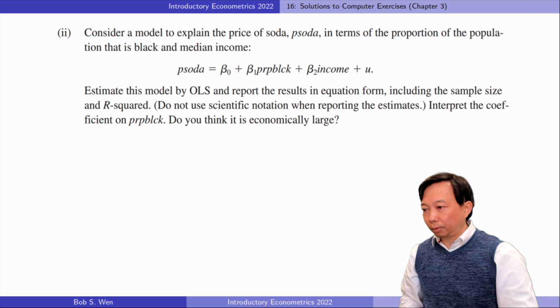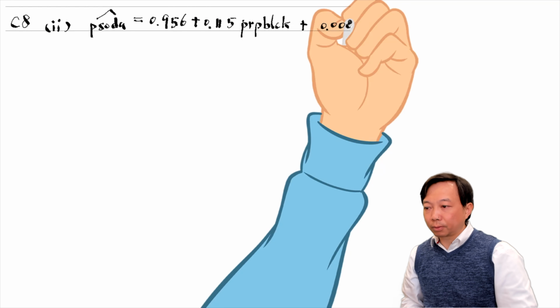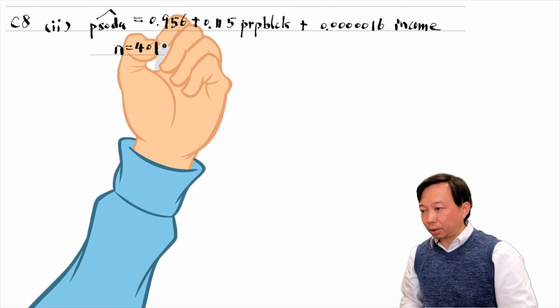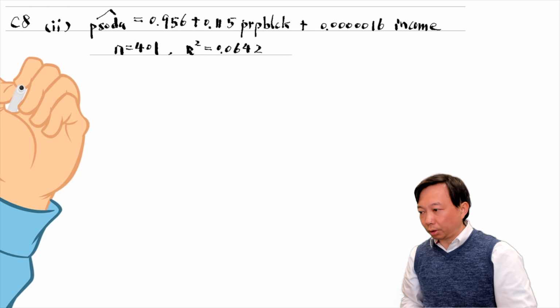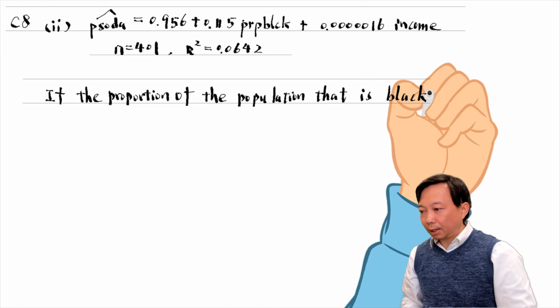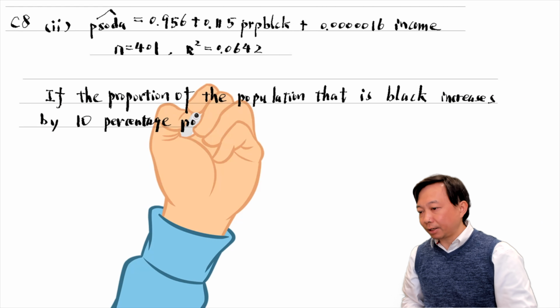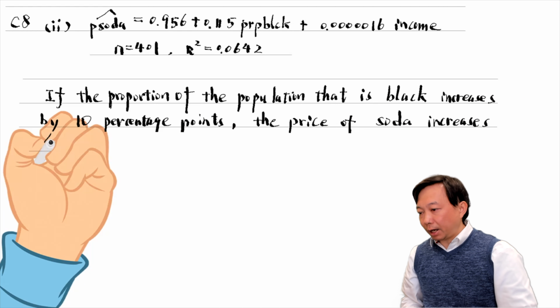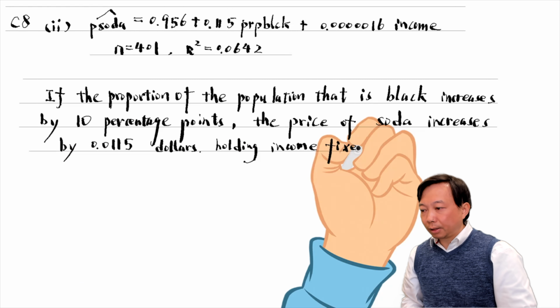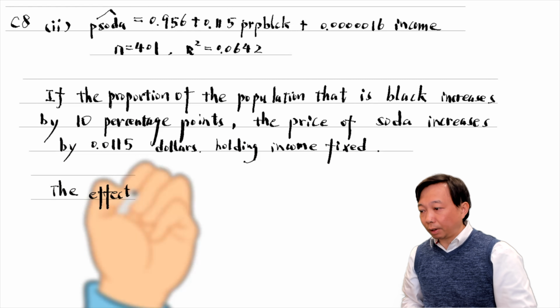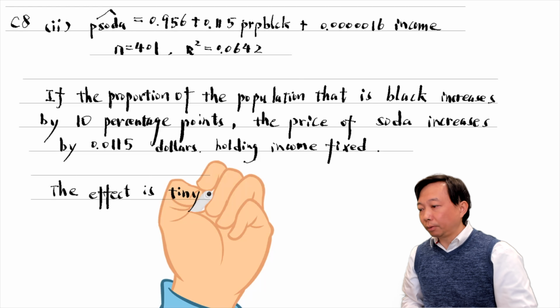For the second question, we regress the price of soda on the black proportion and income. The estimation equation is as follows. The coefficient suggests that if the proportion of the population that is black increases by 10 percentage points, the price of soda increases by $0.0115 or 1.15 cents, holding income fixed. The effect is tiny.